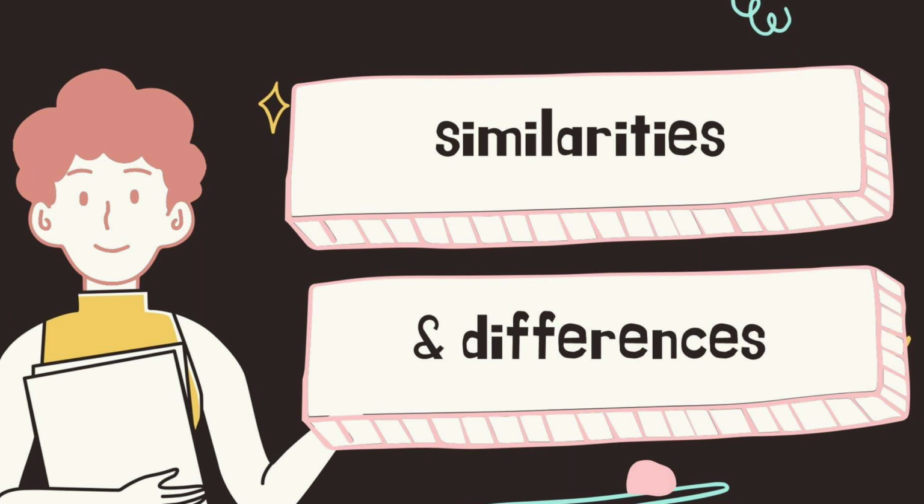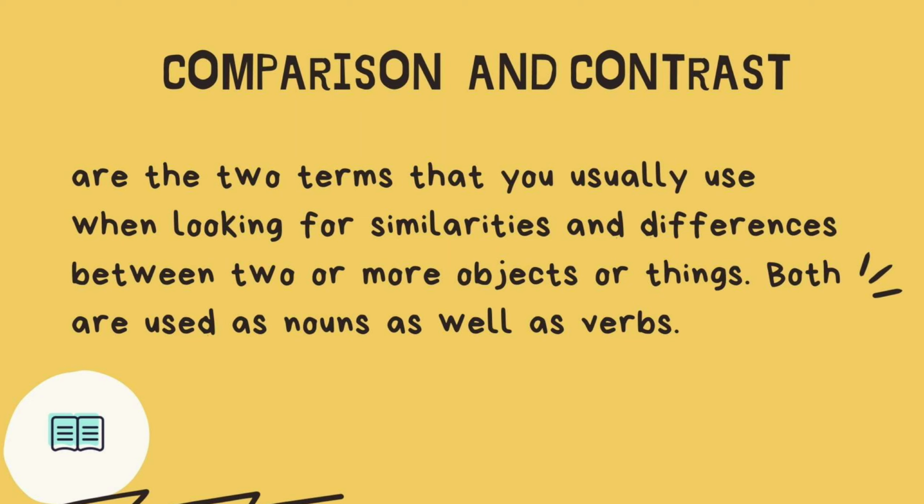When we deal with these words, we are talking about the similarities and the differences of things. Comparison and contrast are the two terms that you usually use when looking for similarities and differences between two or more objects or things. Both are used as nouns as well as verbs.